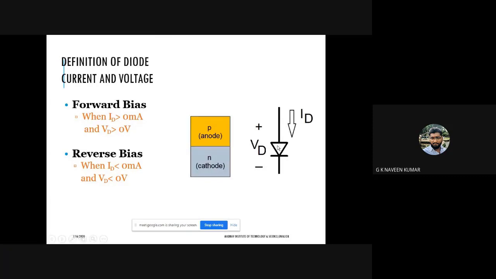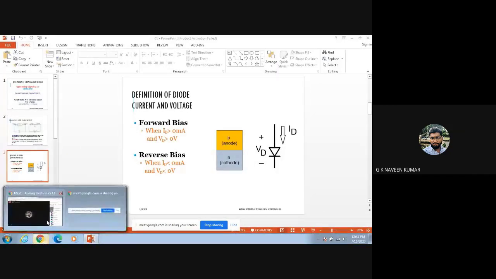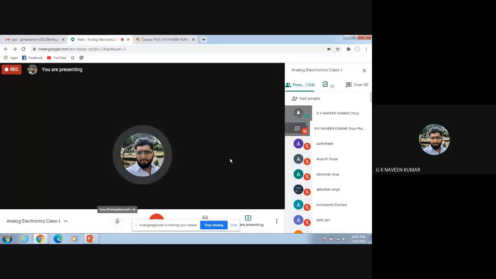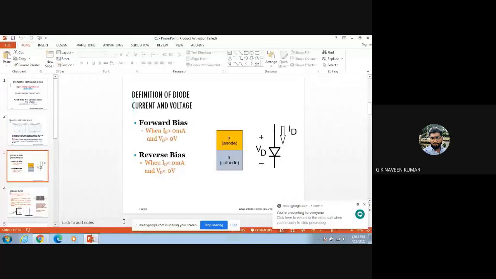When it is forward bias, it is just like a short circuit. Short circuit is nothing but the voltage should be 0, but for the silicon material, it will be around 0.7, whereas for germanium, it will be around 0.3. That is the difference between silicon as well as germanium.